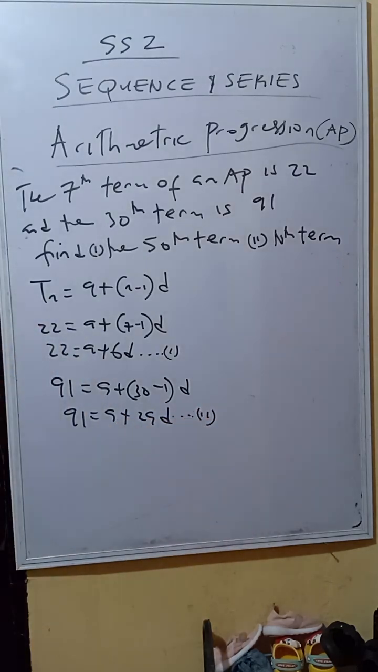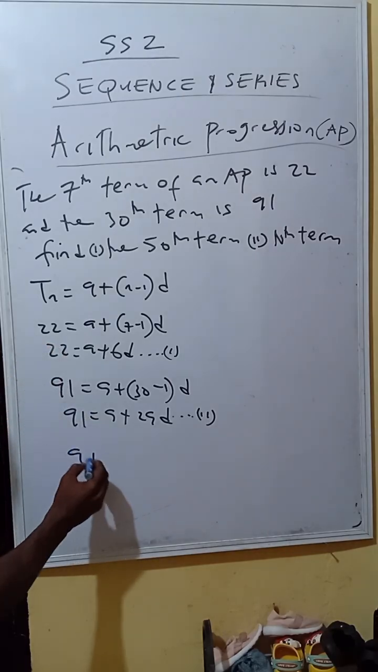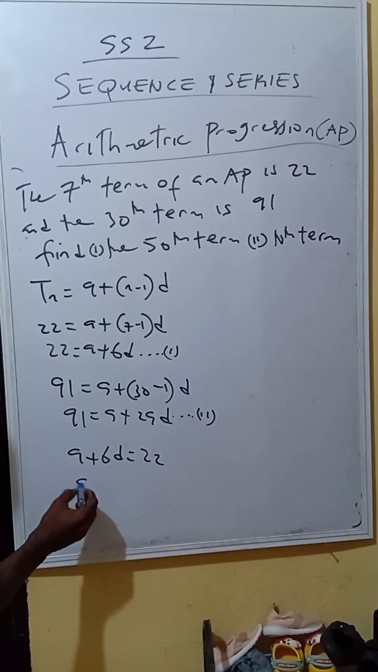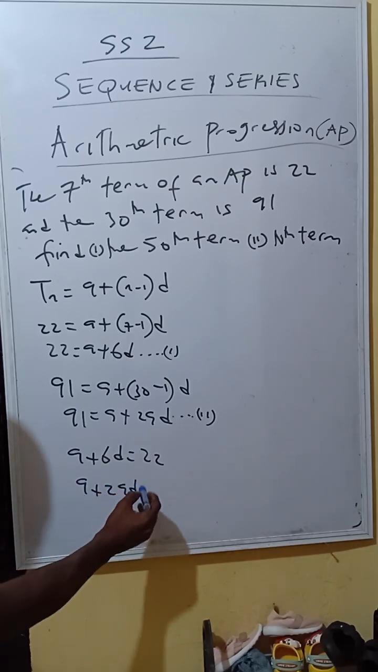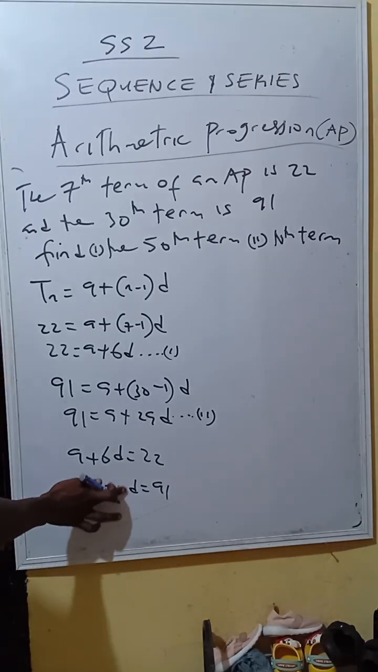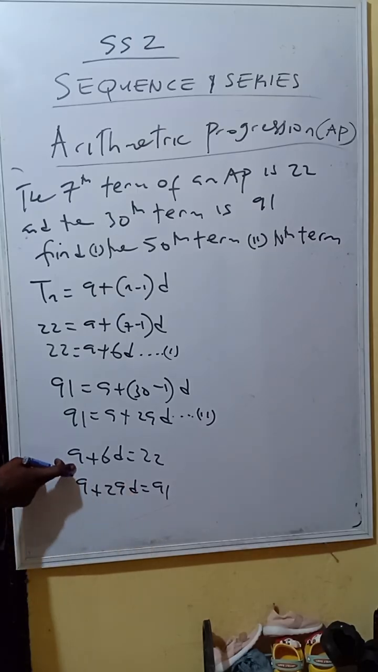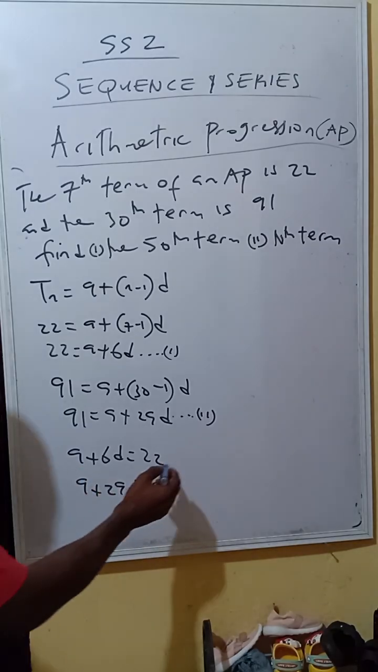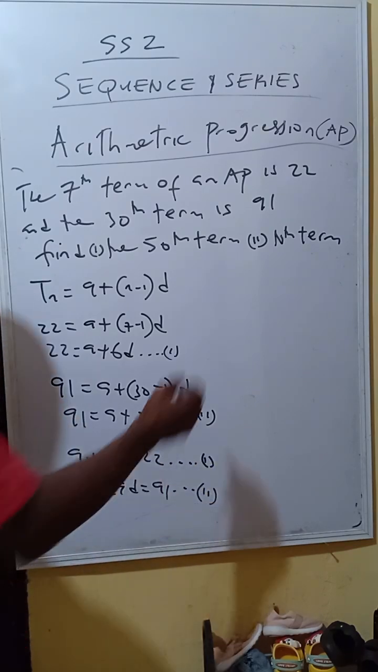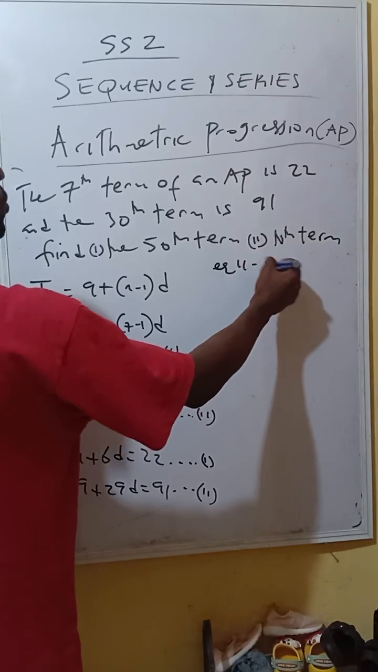So we have equation 2. We now have to solve these equations simultaneously. A plus 6D is equal to 22, and A plus 29D is equal to 91. So how do you solve this simultaneously? Since A is here, we can use elimination. We say equation 2 minus equation 1.